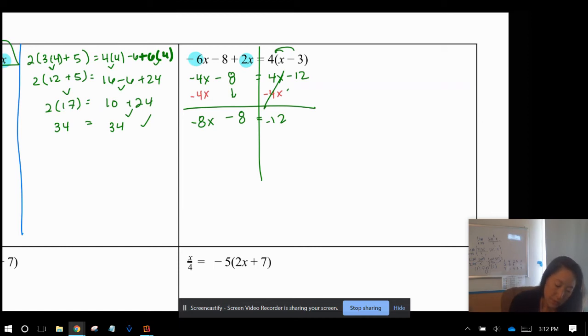Now you have to deal with the negative 8 and the negative 8. Which negative 8 do you deal with first? I deal with the one that's subtracting and not the one that's multiplying. So I'm going to add 8 to both sides.